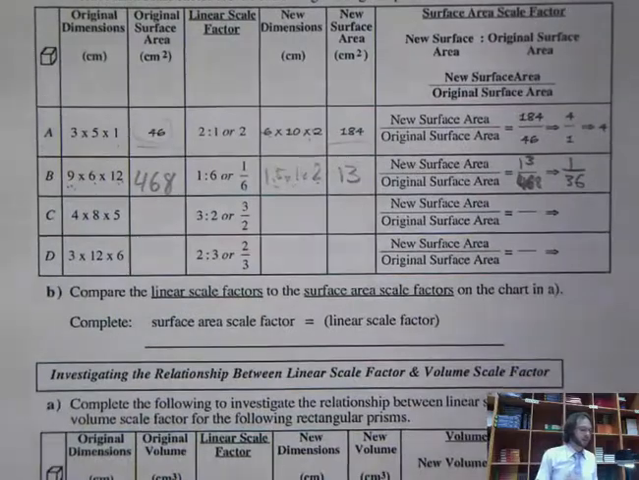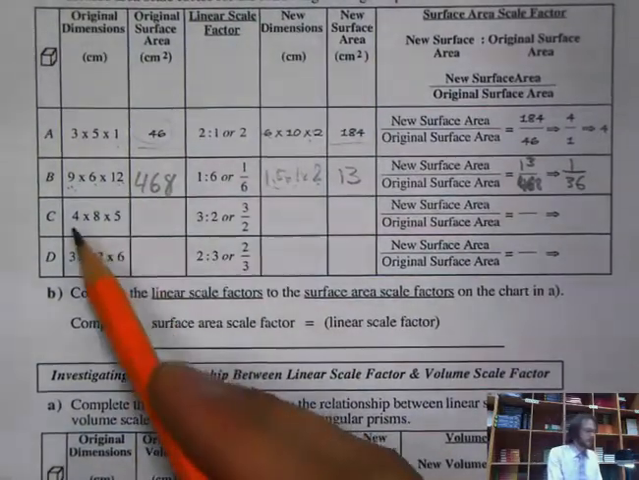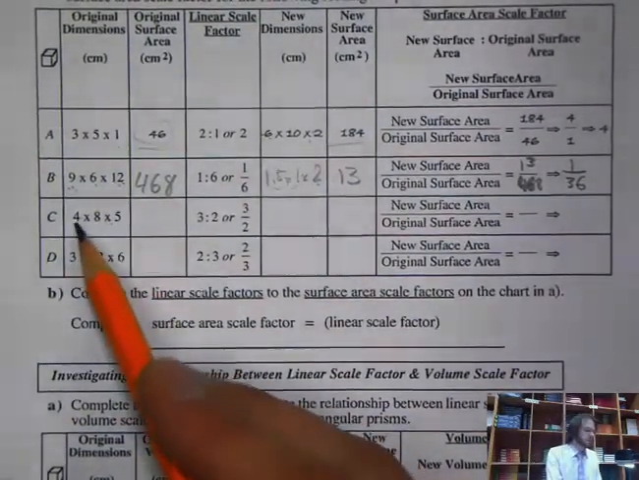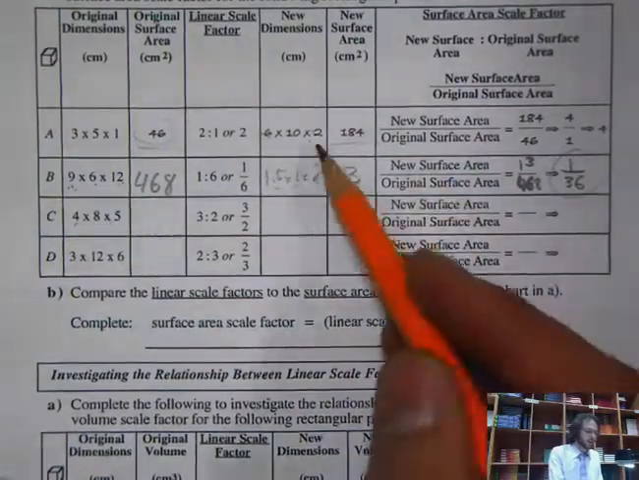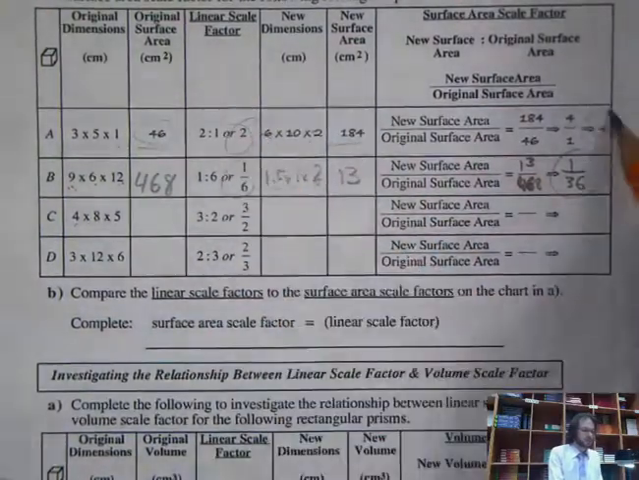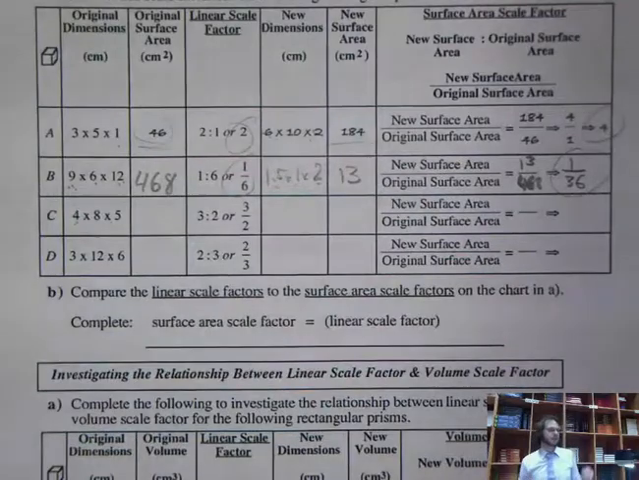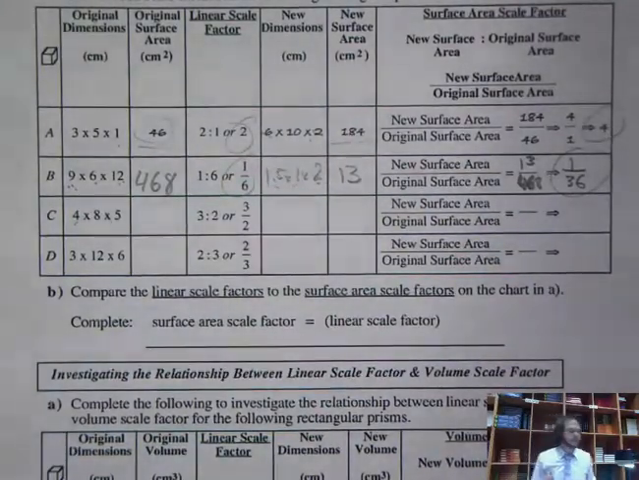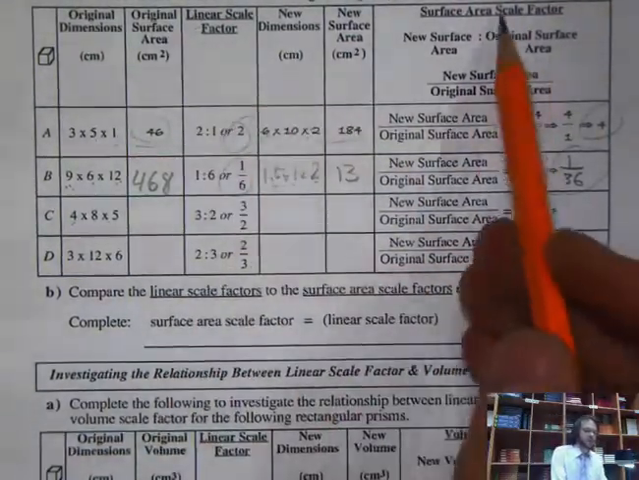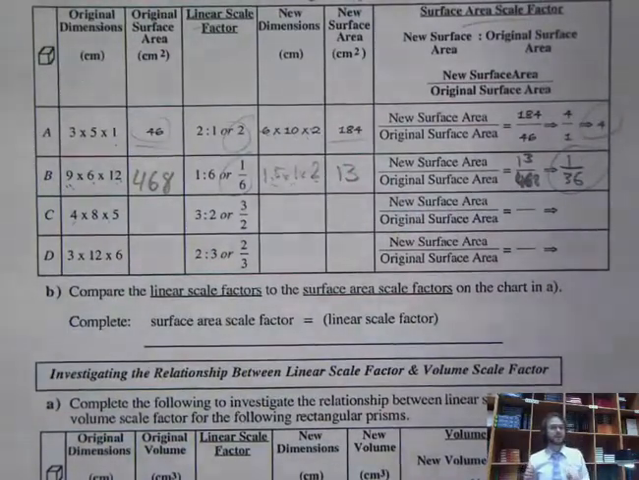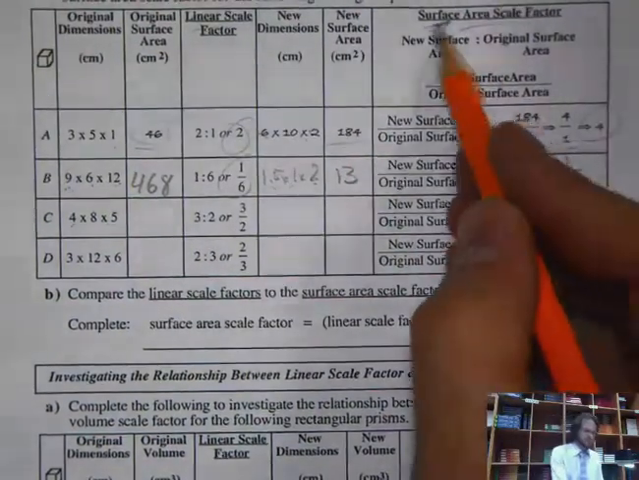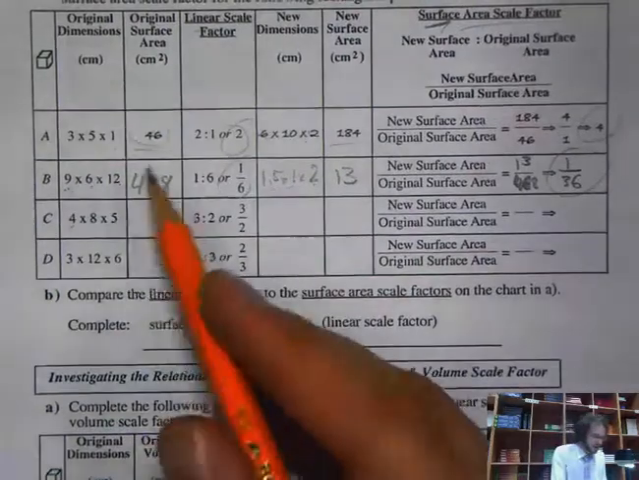Let's take a look at the next one. So we have 4 times 5 times 2. Oh, sorry, before we do that, look at this. You might already think you have the secret behind linear scale factor and surface area scale factor. Not just area, just this little surface area scale factor. Okay, so let's take a look at this.